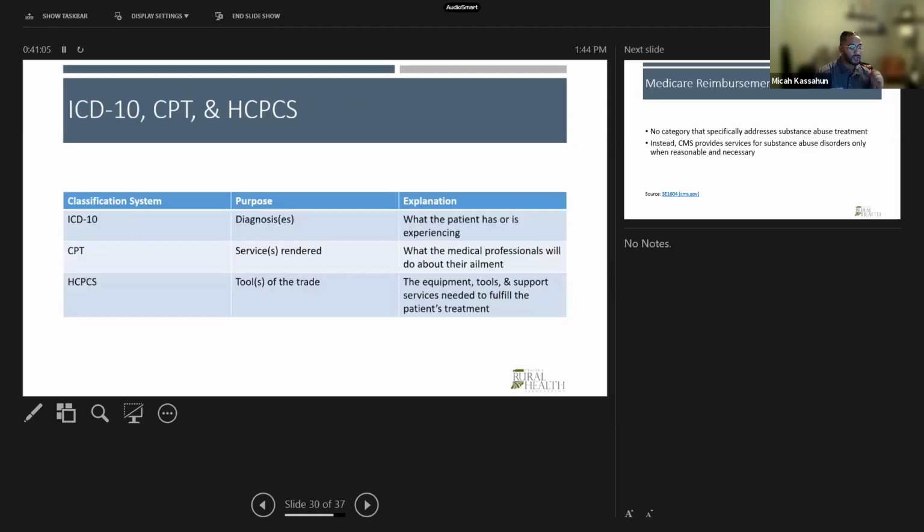And then a takeaway regarding ICD-10s is that the purpose of the ICD-10 is what the patient has or is experiencing. The CPT code is what the medical professionals will do about the patient's ailment, and the HCPCS is the equipment, tools, and support services needed to fulfill the patient's treatment. So that's an easy, right-from-the-ground understanding of why they all work together and how they all work together.